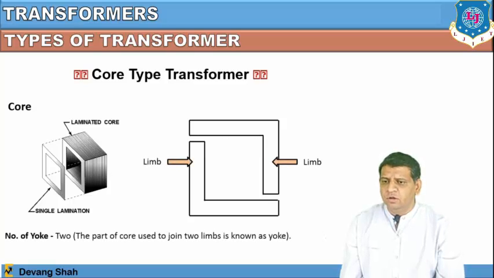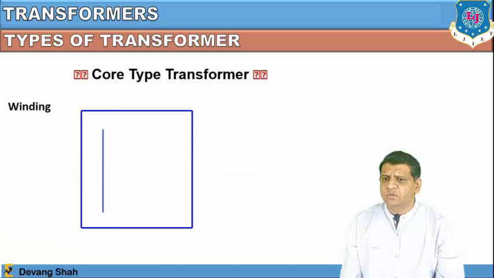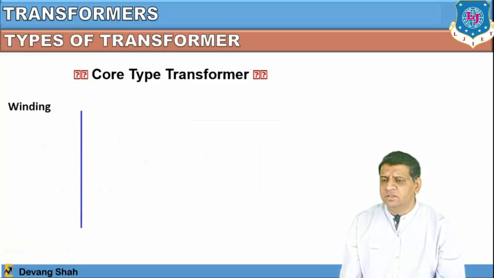In the same way here there are two yokes, and the part of the core used to join two limbs is known as the yoke. So here is a part of the yoke. Two L-shaped cores are interleaved to reduce the reluctance of the magnetic path. So here these two L-shaped pieces are joined together, and that will make a core. There are multiple strips connected together, and that will construct the core.